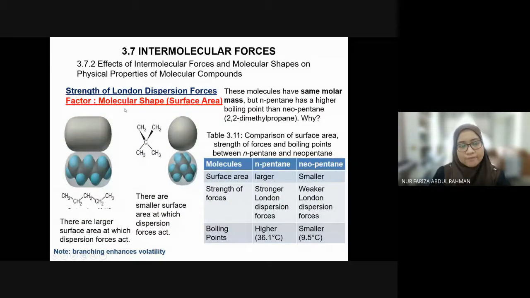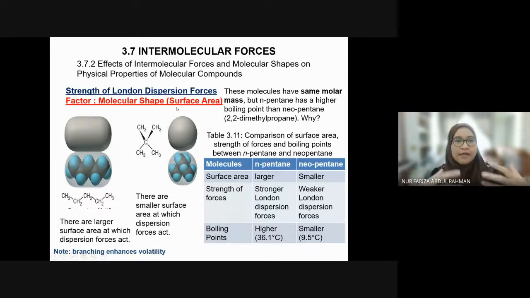Other than that, the second factor is the molecular shape. Again, the example that I gave just now. If you have two molecules that are non-polar and they both have the same molar mass, however one of them has a higher boiling point than the other, what would be the reason for the higher boiling point? The molar mass is already the same, and they only have London dispersion forces after all. So what could be the reason for the difference in boiling point?